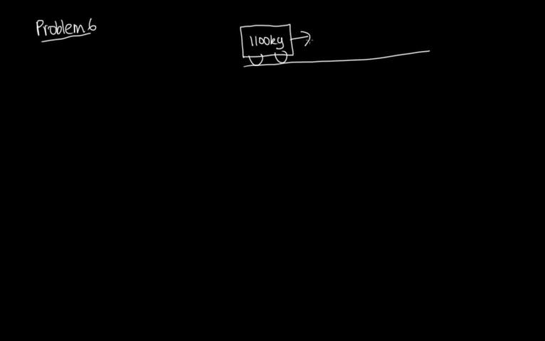Problem 6. So in this problem, we've got two cars heading towards each other. We've got one car here with a mass of 1,100 kilograms. It's heading with a speed of 60 kilometers per hour. So let's just work out what its initial speed is in meters per second. So let's call this one car 1.